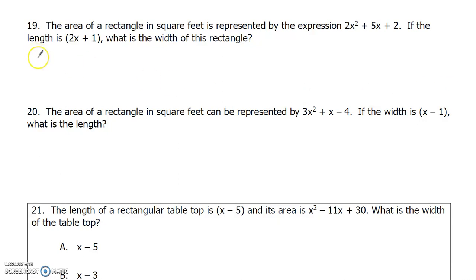Okay, so what we have to remember is the area for a rectangle, the formula is just length times width, right? So if I know what the area is, it is 2x squared plus 5x plus 2. And then we're trying to figure out what the length and the width are. Well, I know what the length is. It is 2x plus 1, correct? So we're just trying to figure out what do we have to multiply to come up with this as my answer. So technically, all we have to do is factor.